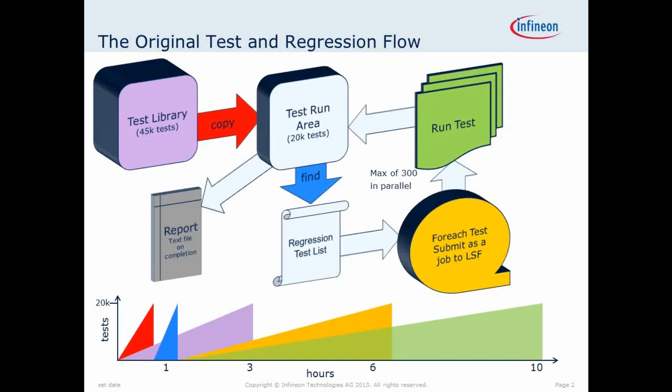And then each test was run in turn inside that test run area. The limitation we had due to the system was that we could only run 300 jobs in parallel. And then eventually, when it eventually ran, we could then generate a report at the end. So, as you can see, if you add all these times along the bottom, you end up with 10 hours to run a 20,000 test regression.